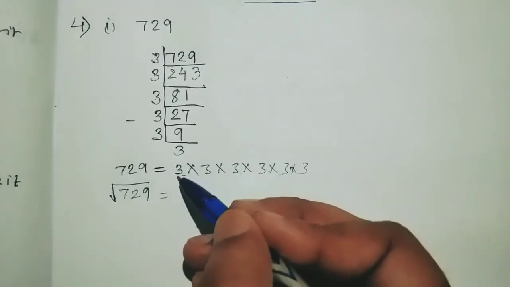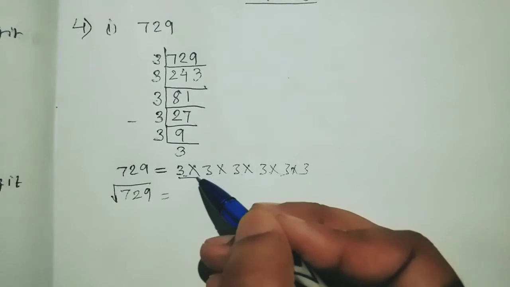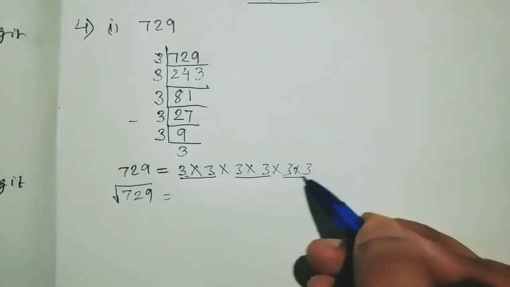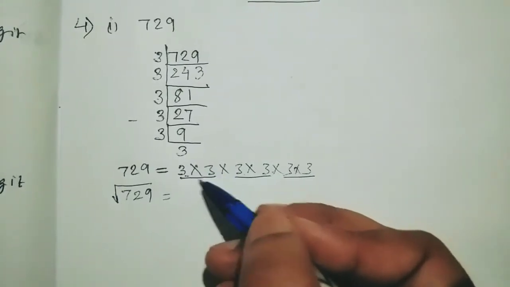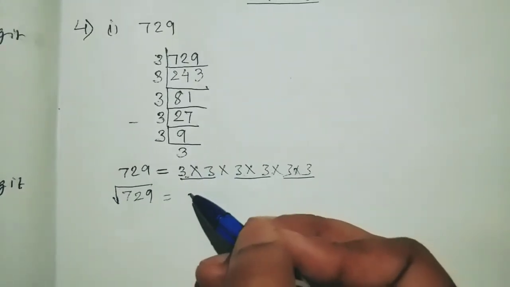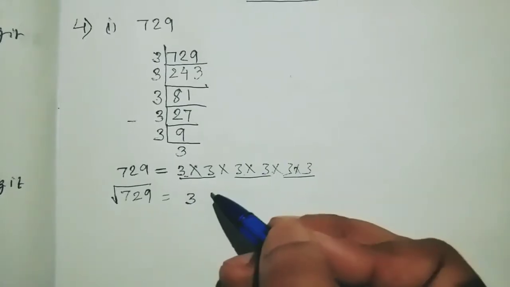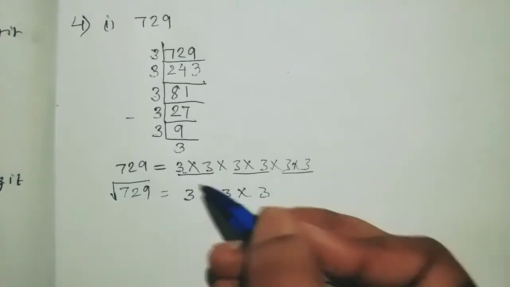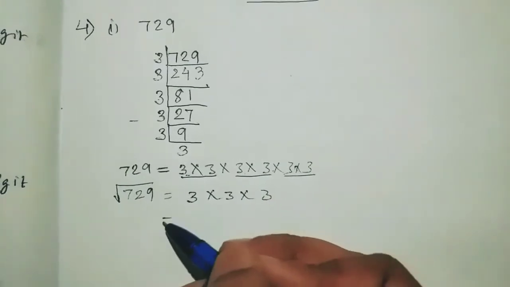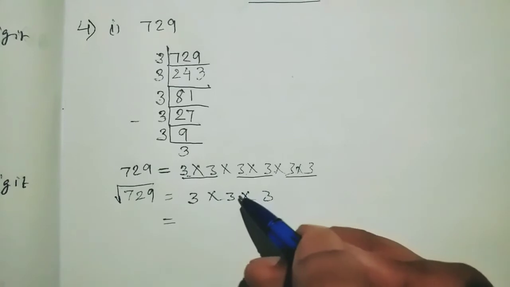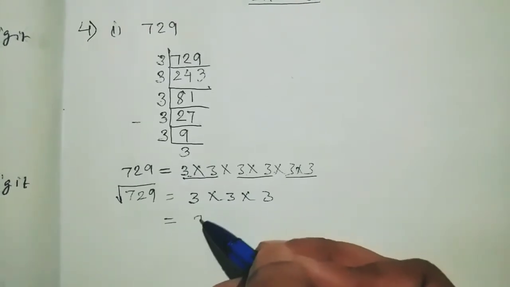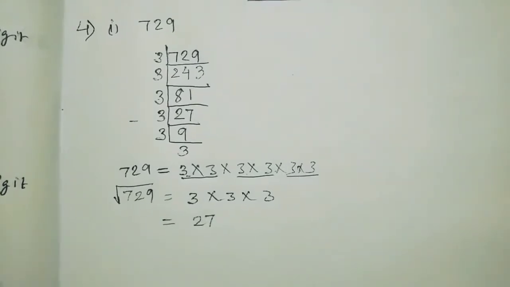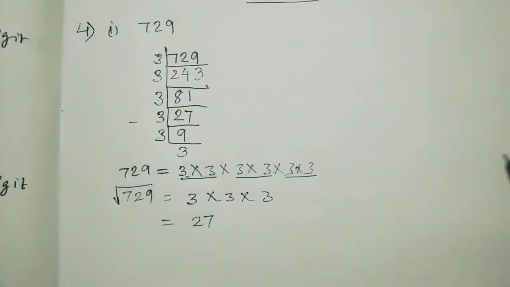You have to make the pairing. The pairing is what? Groups of 2. So this 3 and 3 is one pair, 3 and 3 is one pair, and 3 into 3 is one pair. For each pair, you write one 3, so one 3 is common here. For this pair again one 3, and again for this pair one 3. So you take one from each pair. Now you have to multiply all the numbers. 3 into 3 is 9, 9 threes are 27. So 27 is the square root of 729. Okay, understood now? So this is the way of prime factorization.